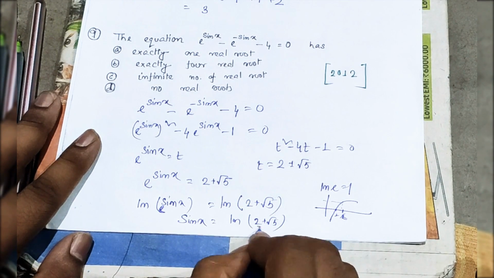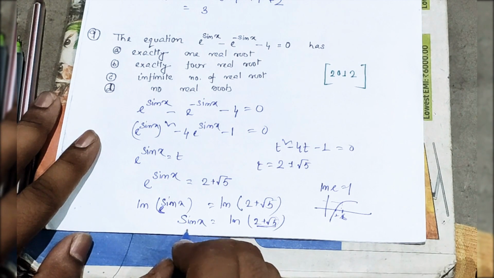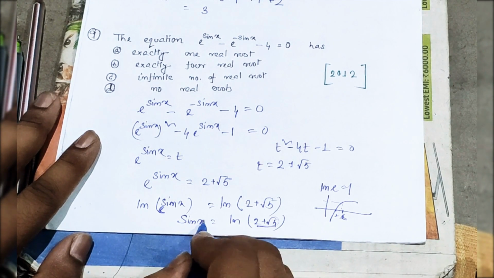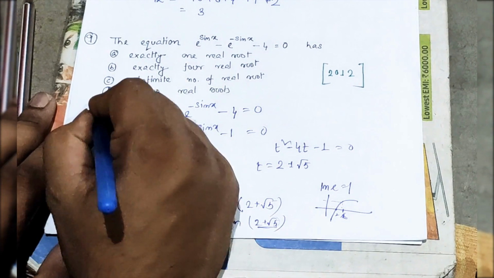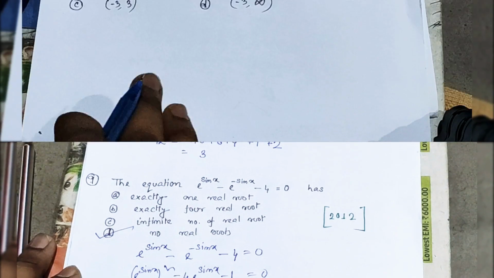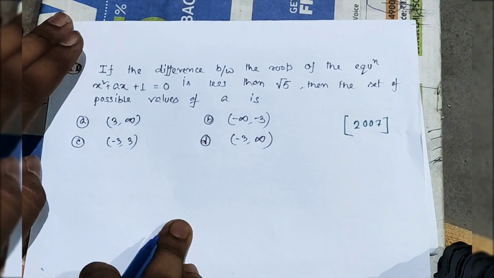So as this quantity is greater than 1, it is beyond the range of sin, as the maximum value of sin x is 1. So there will be no real roots. The option is D.